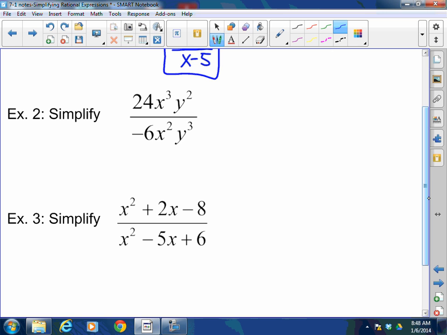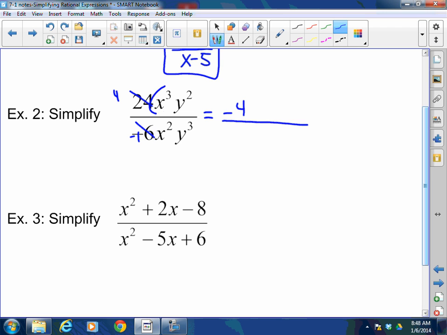Okay, how about here? Wait a second, you can't factor these. But we can simplify this. Remember, we're going to factor out the common factors. Divide the common factor out of both the numerator and denominator. So what's 24 divided by negative 6? We got a negative 4. Boom, that's gone. And you're left with a negative 4.